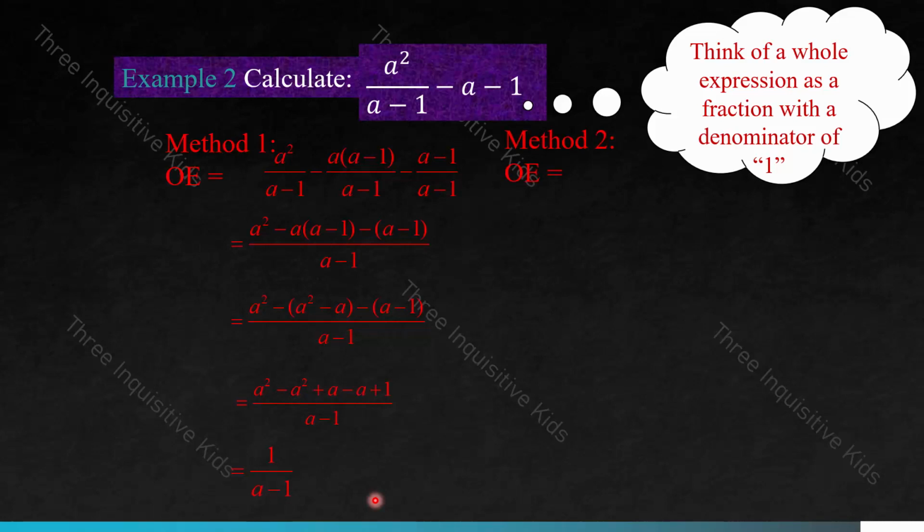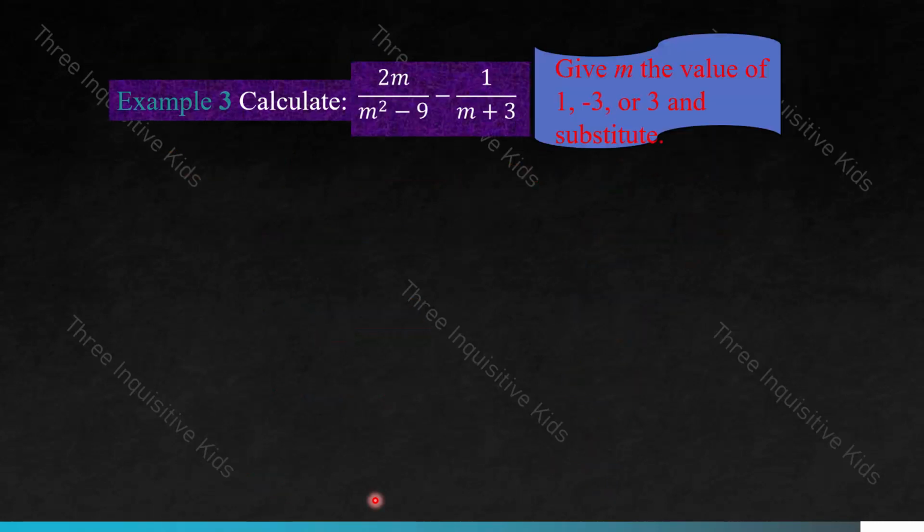Now here is method 2 to doing this problem. Again, we get 1 over a minus 1. Example 3. Calculate 2m over m squared minus n minus 1 over m plus 3. And I want you to give m the value of 1, -3, or 3, and substitute to see what would be the value of this expression.